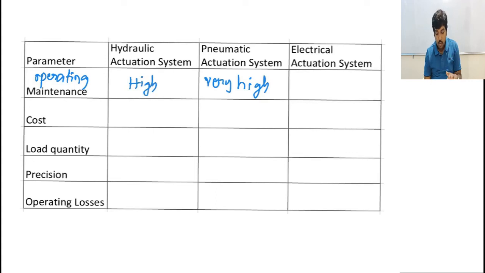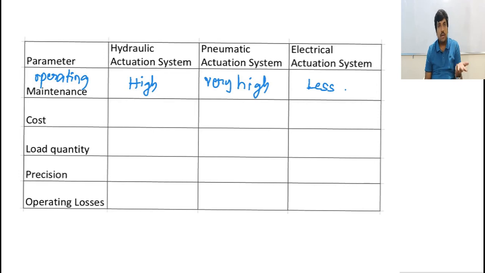Okay, and the electrical actuation system, compared to these two, is less. Compared to both the pneumatic actuation system as well as the hydraulic actuation system, it is less. And the portability is also there, because you can take each and every device in your pocket and go somewhere, but you cannot take the tank and move to some other location, right? So it is as simple as that.